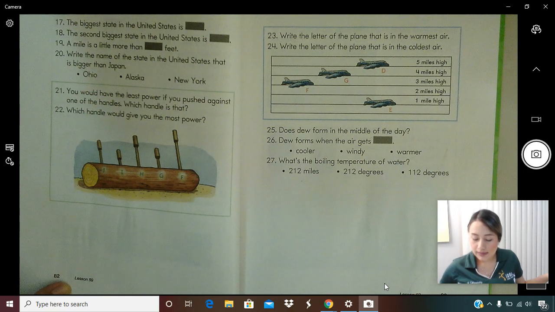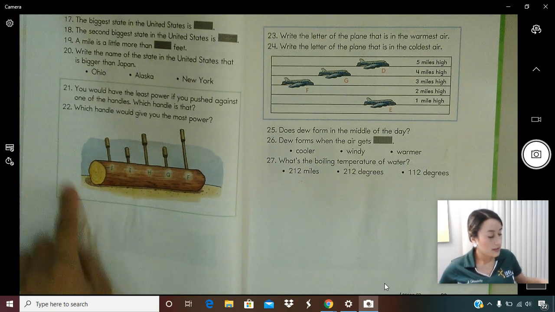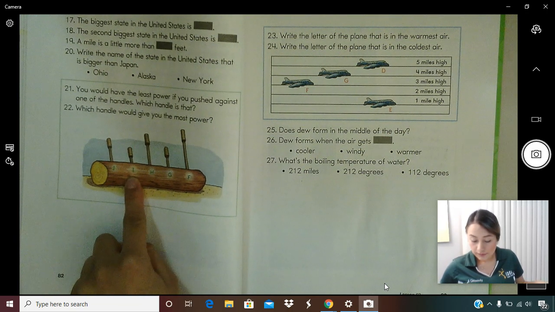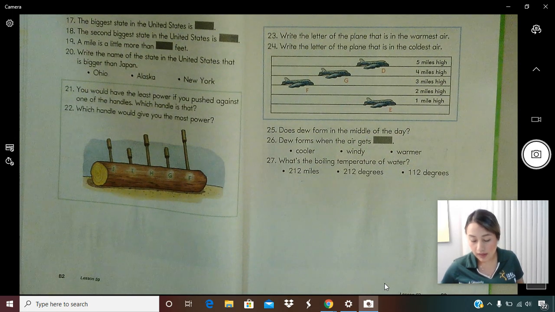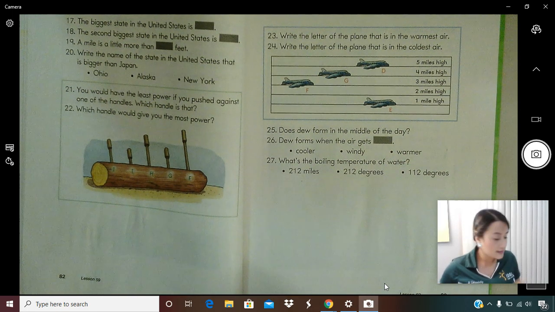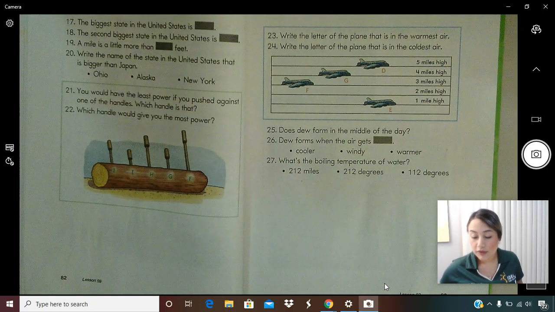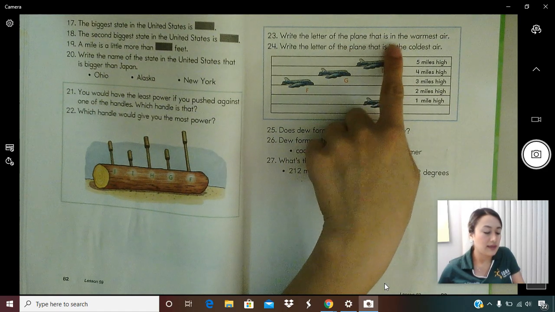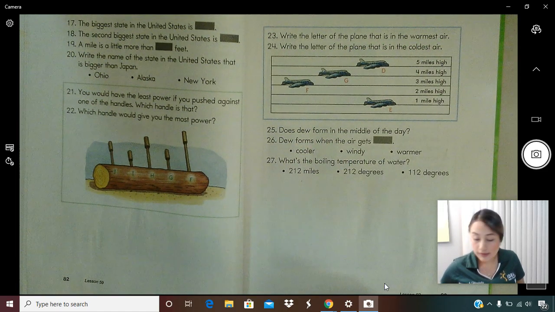Which handle is that? Look at the picture, boys and girls. Your answer is I. Number 22, which handle would give you the most power? Your answer is F. Number 23, write the letter of the plane that is in the warmest air. Your answer is E.